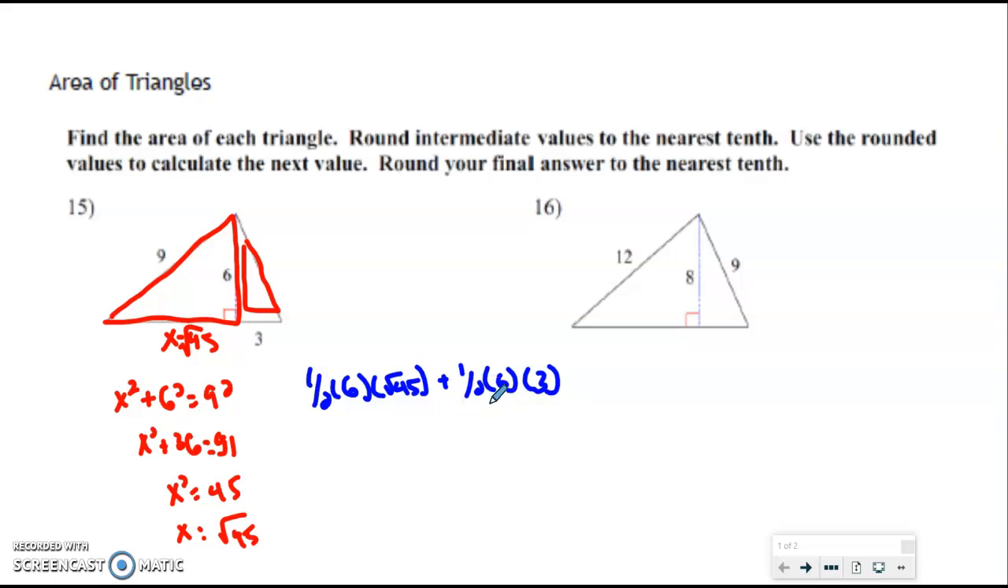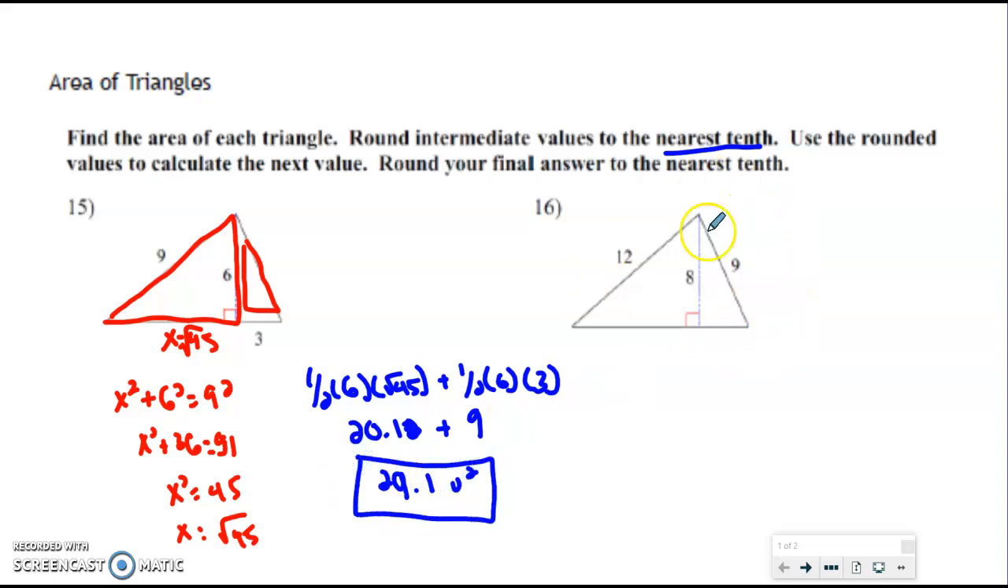And so I'm taking the square root of 45, multiplying it by 6, and multiplying it by 0.5. I get the area of that first one to be 20.12, or 20.1, because we're asked to round to the nearest tenth. Then this other one, I get that to be 9. Half of 6 times 3 is 9. So the area that you got is 29.1 units squared.